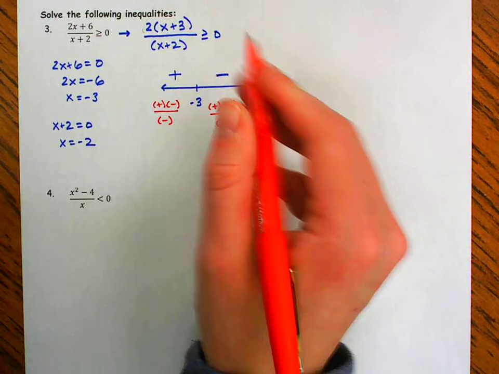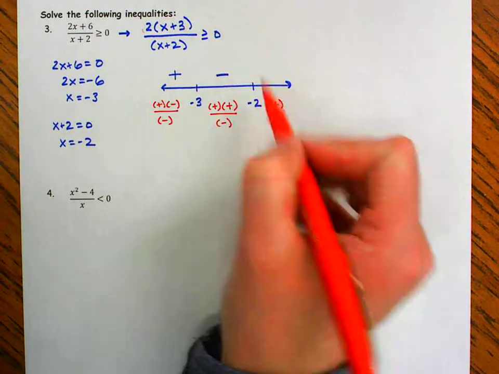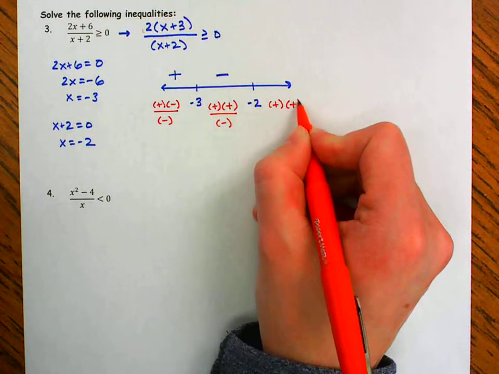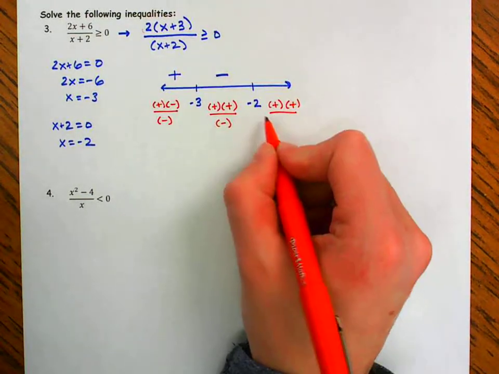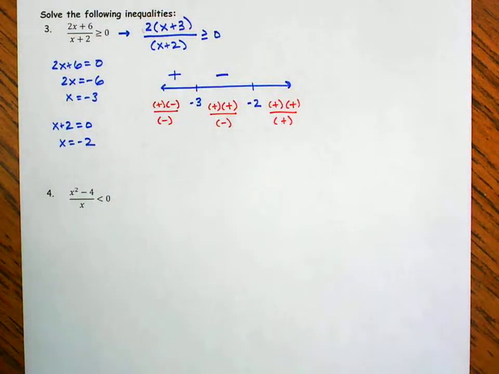Okay, my leading coefficient is positive. If I plug in anything bigger than negative 2, this is going to be positive. So if I plug in, like, negative 1, all those factors are positive, so that's what we have.